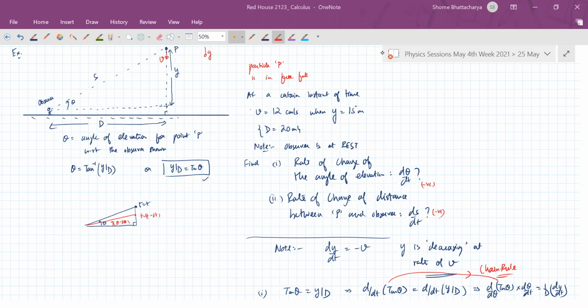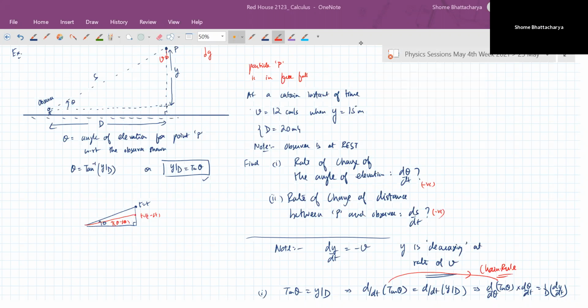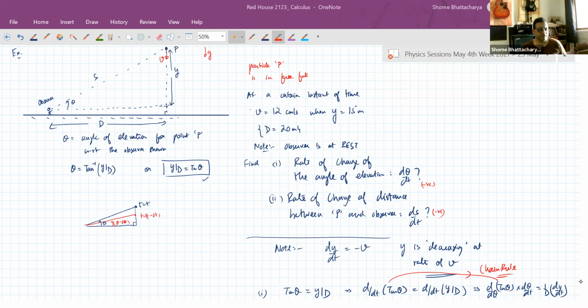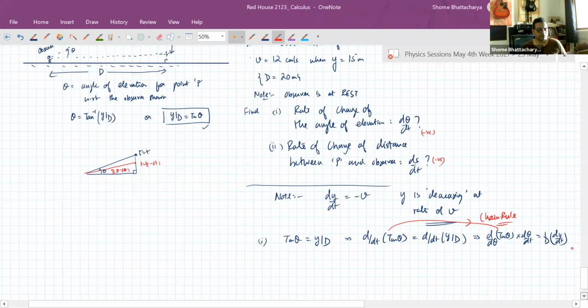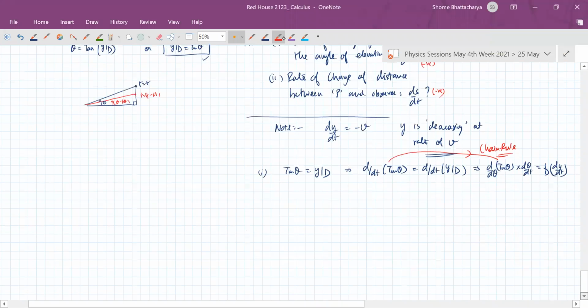Yes, Rijita, we can differentiate that term, but that will help us for the second part, for calculating ds by dt. For the first part, we need d theta by dt, no? So we need to relate theta, right? Yes, sir. Let's complete the first part.